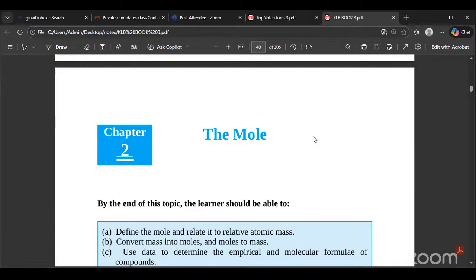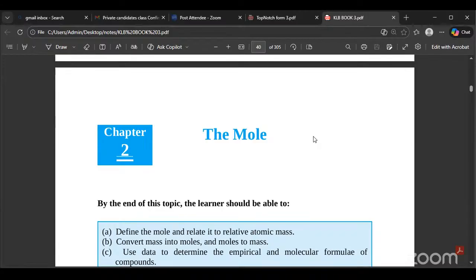Now, of course, for the introduction of the mole, I'm using the KLB, but I'll be switching between materials. I have my tailored notes, which are very short. This one is the KLB book, and then we also have the Top Notch, which has very good questions. So we'll be switching mainly between the KLB and the Top Notch, so that we see what you're going to handle.